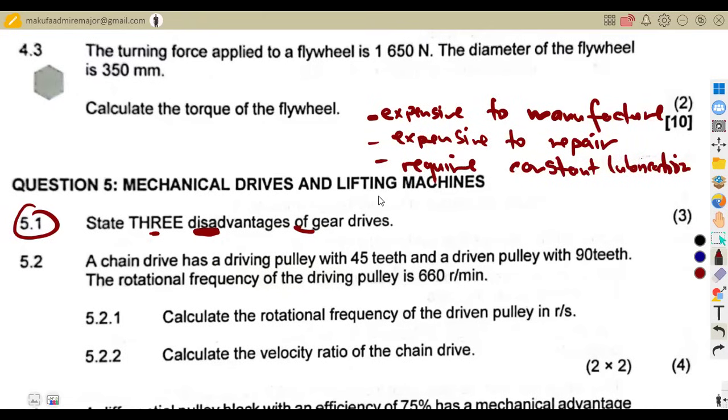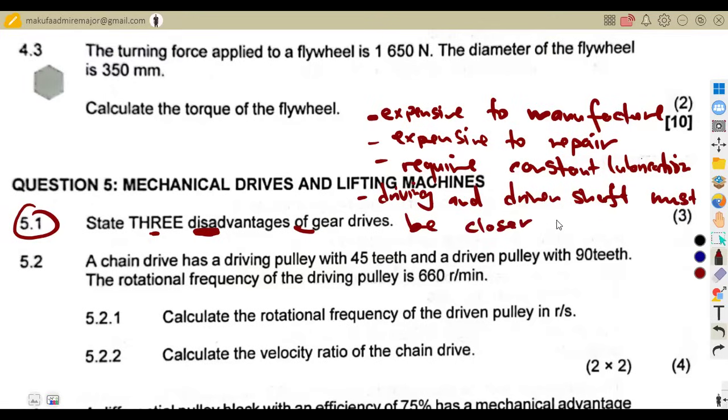And also the driving and the driven shaft must be closer together. Let's just say close, or close together, like that. So these are some of the disadvantages that we can have when working with gear drives.